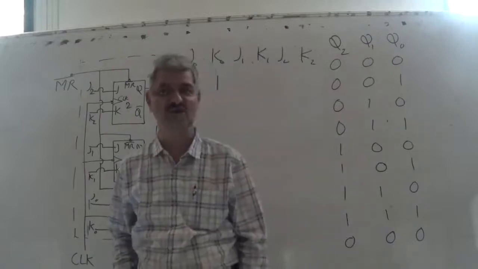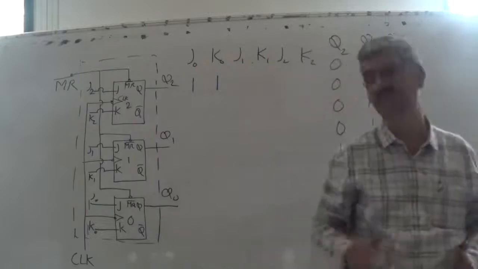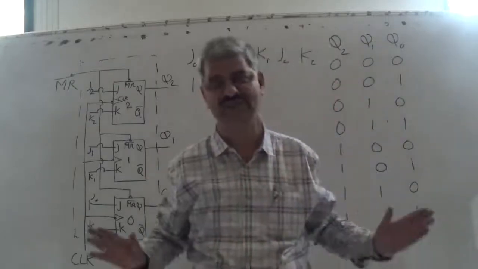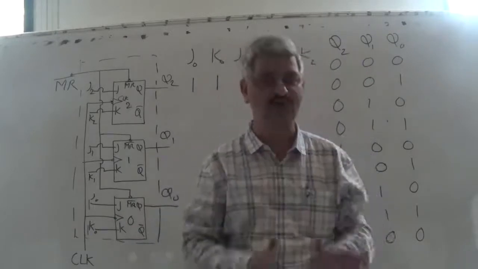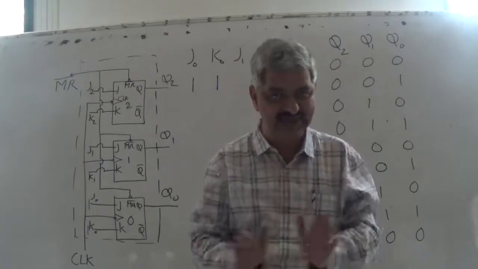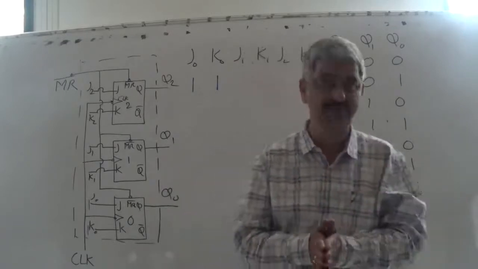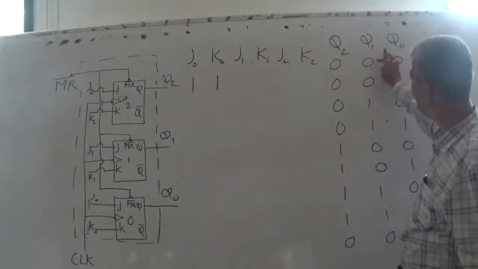If J and K are 1, 1, it toggles the state. So, for flip-flop number 1, I do not want any other input combination. I want input combination as 0, 0 or 1, 1. So, whatever J is, K is the same, let it be 0 or let it be 1. So, what should happen now? When Q0 is 0, that time I want the state to continue.